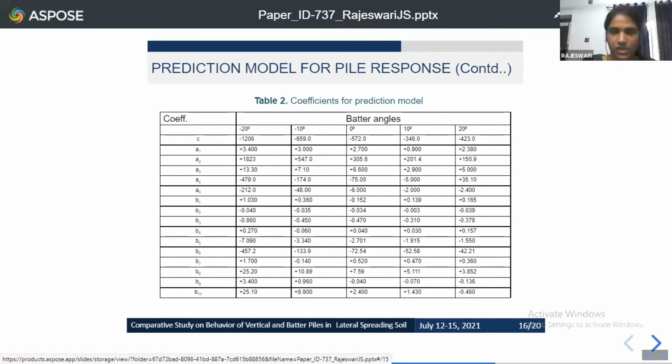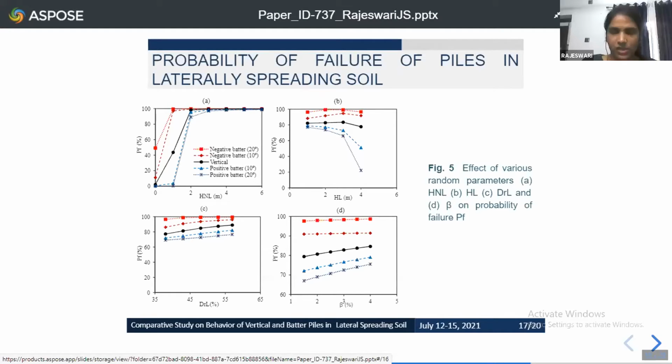This figure shows the effect of various random parameters on the probability of failure. As I explained earlier, the probability of failure was calculated for the system using the Monte Carlo technique. From the first figure, we can find that for all the cases considered, the probability of failure increases sharply when the thickness of the surface crust is more than 1 meter. But in the case of positive batter piles, the probability of failure is 1% when the thickness of the surface crust is less than 1 meter. But if you see the vertical piles and negatively inclined batter piles, the probability of failure is higher even in the absence of the surface crust.